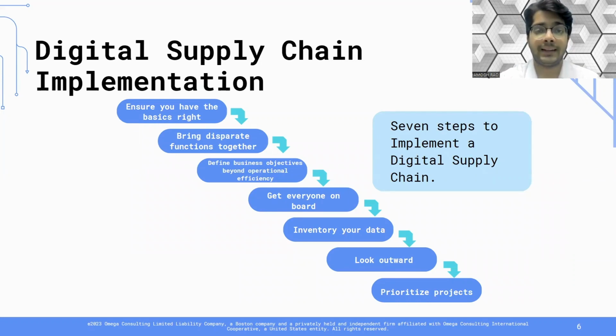And the fourth step is getting everyone on board. This implies that digital supply chain strategy should be communicated to all the levels in the organization. And the fifth step is inventory your own data. This step utilizes data to boost the performance of the supply chain management. And the sixth step is communicating to your suppliers and automating the communication by means of new technologies. And the seventh step is prioritizing the projects which will yield quick results. And hence, by this, we can say that a digital supply chain network can be implemented by following a 7-step procedure.